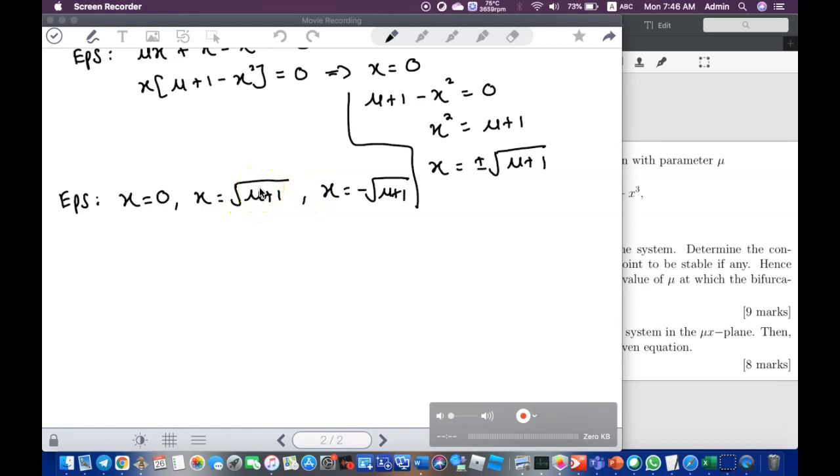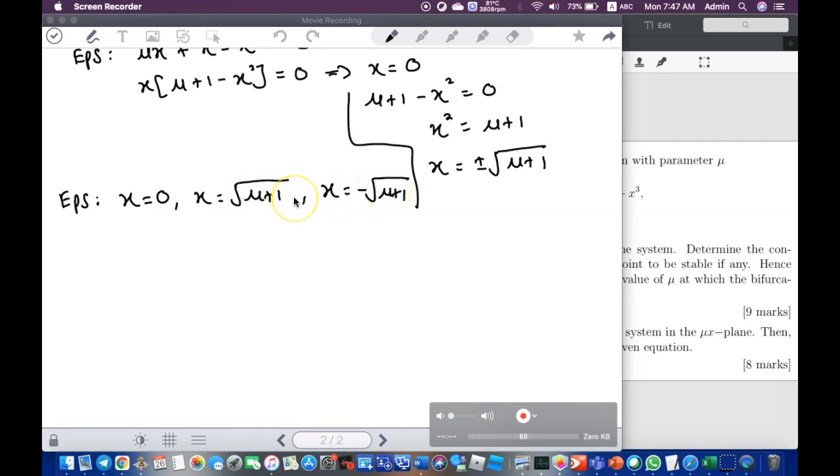the number of equilibrium points depends on the value in the square root, which comes from mu plus 1. If mu plus 1 is positive, you can have 3 equilibrium points which are real numbers: 0 and plus or minus the square root of mu plus 1. Let's say the square root of 4 is 2, and this one is minus 2.